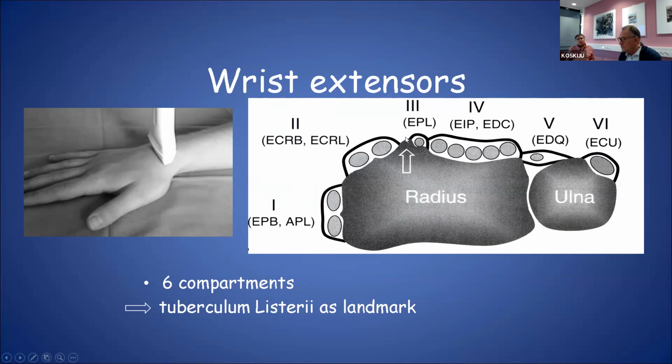Now we have a very good landmark, the Lister's tubercle. This is a very good landmark if you start to scan patients. Then we have the fourth compartment, extensor of fingers. We have the fifth, extensor digiti minimi, and the sixth, extensor carpi ulnaris.